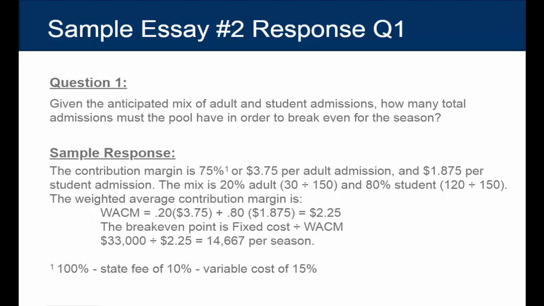The final step in determining break-even is to determine the fixed cost and divide that by the weighted average contribution margin of $2.25. When we divide the fixed cost of $33,000 by the weighted average contribution margin of $2.25, we arrive at a break-even point of 14,667 admissions per season.